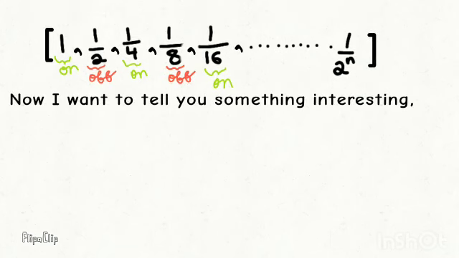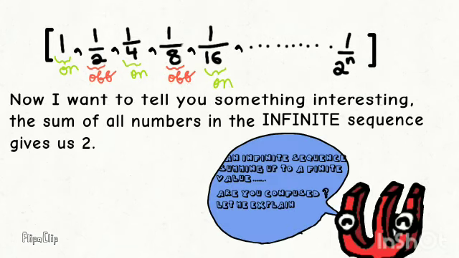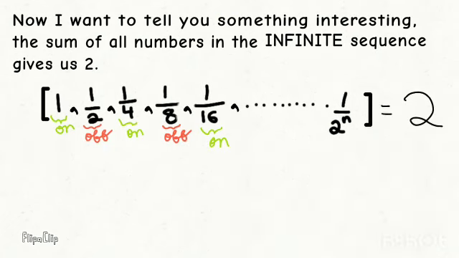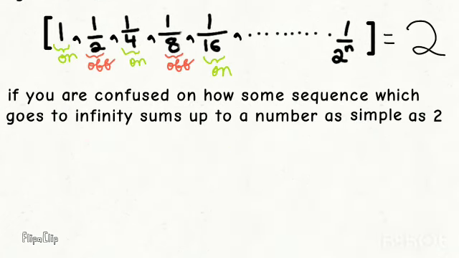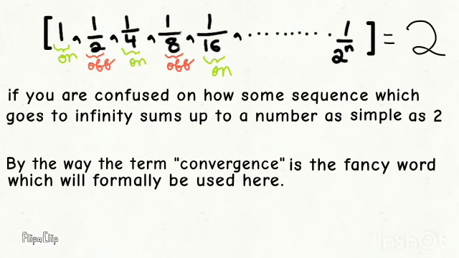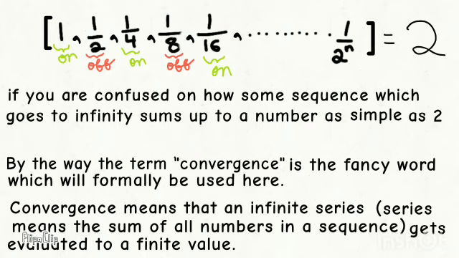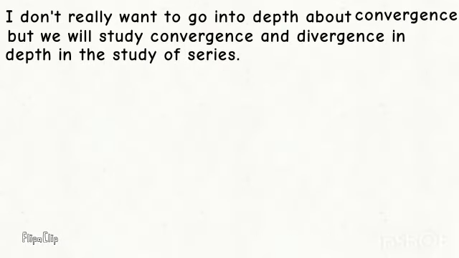Now, I want to tell you something interesting. The sum of all numbers in this infinite sequence gives us 2. If you are confused on how some sequence which goes to infinity sums up to a number as simple as 2, by the way, the term convergence is a fancy word which will formally be used here. Convergence means that an infinite series, a series meaning the sum of all numbers in the sequence, gets evaluated to a finite value.